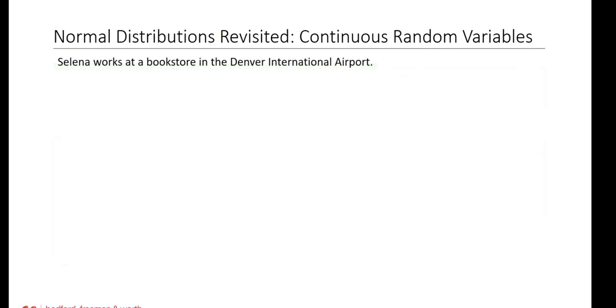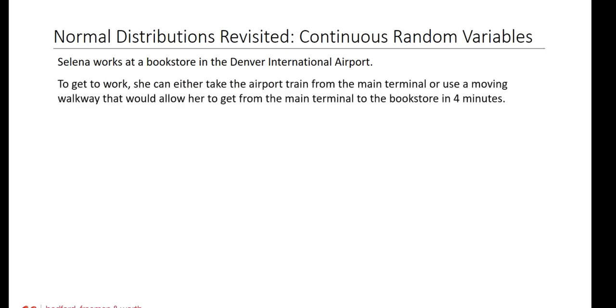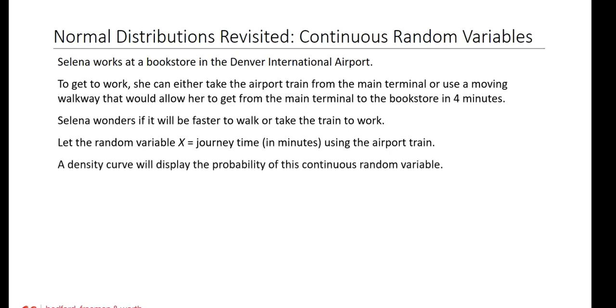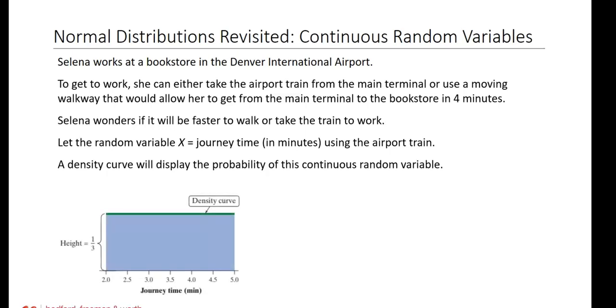Let's start with the easy one. This is more of a uniform curve. This girl works at the Denver International Airport. She can either take the airport train or the walkway. She should walk just to get more exercise, but she wants to get there in 4 minutes. She wonders which way will be faster. So X is the journey time. That's our random variable we're measuring. Remember, random variables, we use a density curve to model this. So journey time is 4 minutes, and we want the possibilities between.